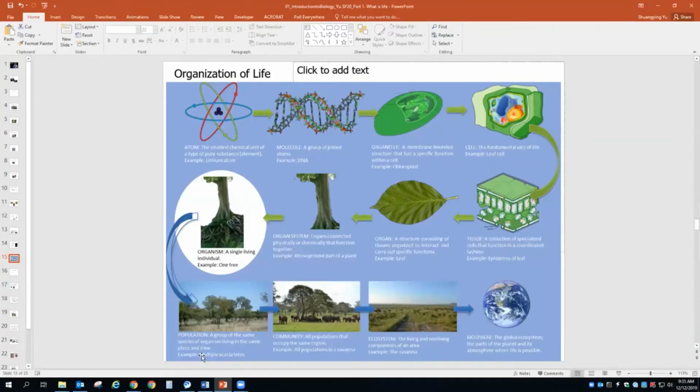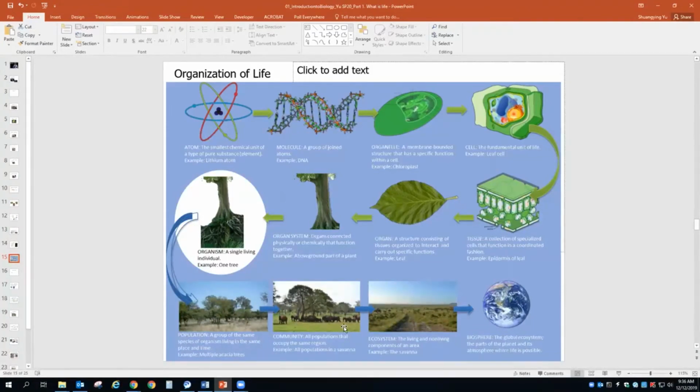Population, this is on a larger scale now. When you have a group of individuals from the same species living in the same place and time, that's a population. So for example, we can talk about the wolf population living in Yellowstone, right? That's a population, consisting of individuals from the same species.